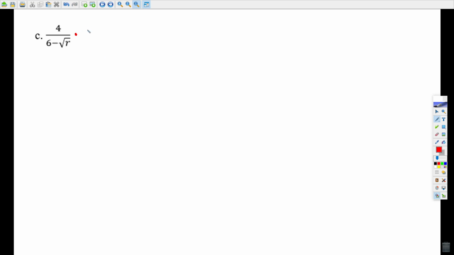So for part C, I would multiply this by 6 plus the square root of R. So we multiply these together, we get 24 plus 4 square root of R. The denominator, if you remember, we need the first 2, which is 36.